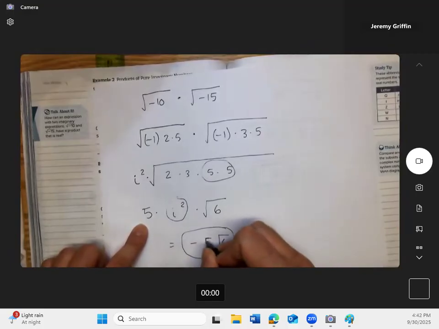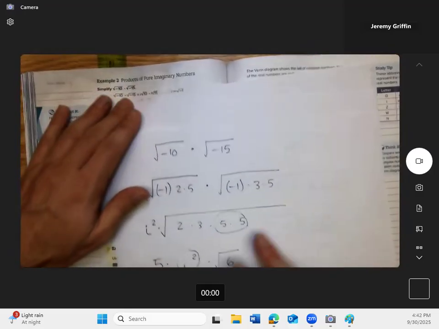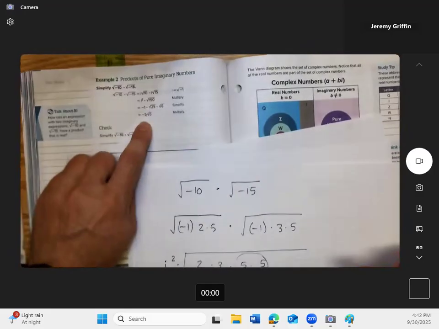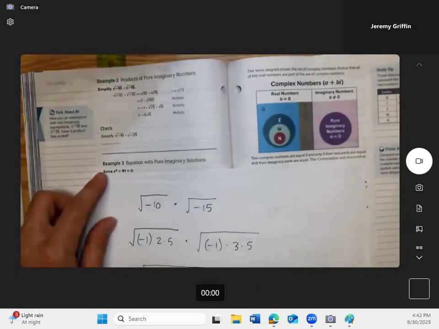Okay, let's check and see if that's also what the book says. -5 root 6. Yeah, that's it. -5 root 6, same thing. Okay. All right, example 3.